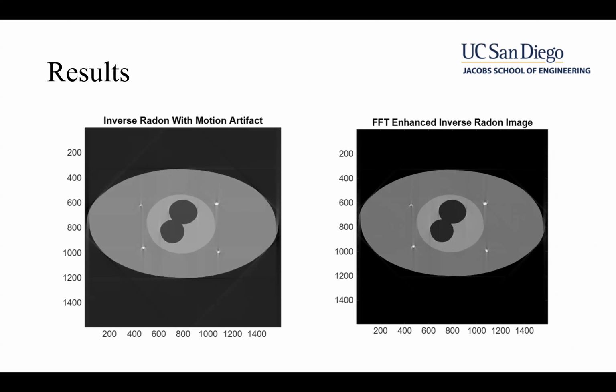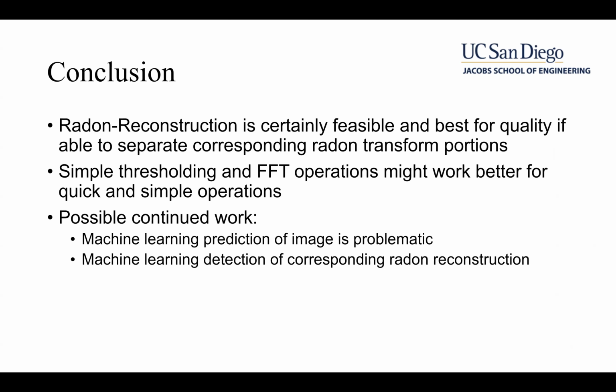And this image on the right here is just applying a simple FFT fix to the original image. And as you can see, even that is a much better contrast than the original image. So my conclusion is that I think Radon construction is feasible, but it would need more work to separate the corresponding Radon transform portions. And sometimes if a quick and simple detection is what is needed, then simple thresholding and FFT might even work better.